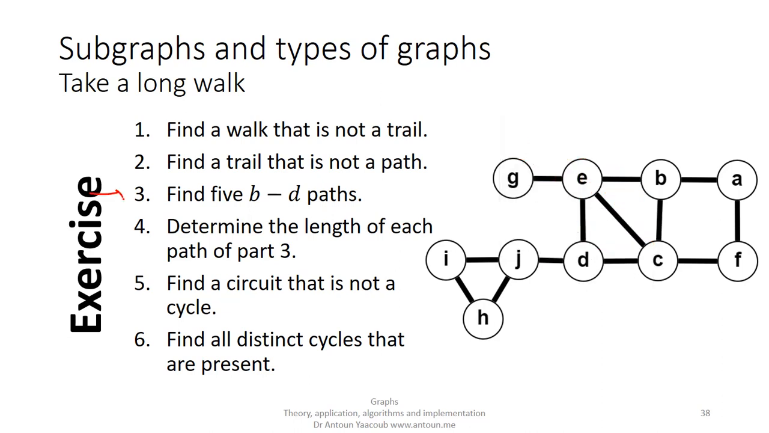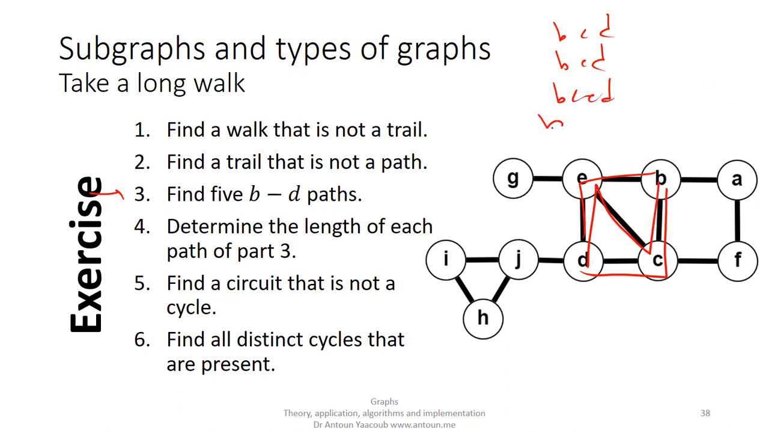Then in part 3, I need to find 5 BD paths. In a path, there's no repetition of vertices and there's no repetition of edges. So let's see how we can find 5 different BD paths. I can go BCD. This is 1, so I will write it here. I can go BED. I can also go BCED, so this is also a valid option.